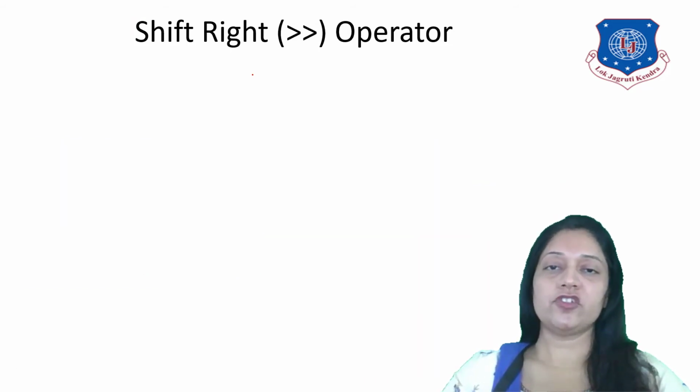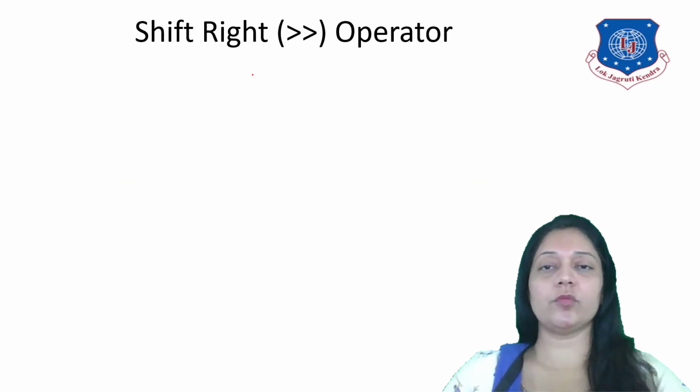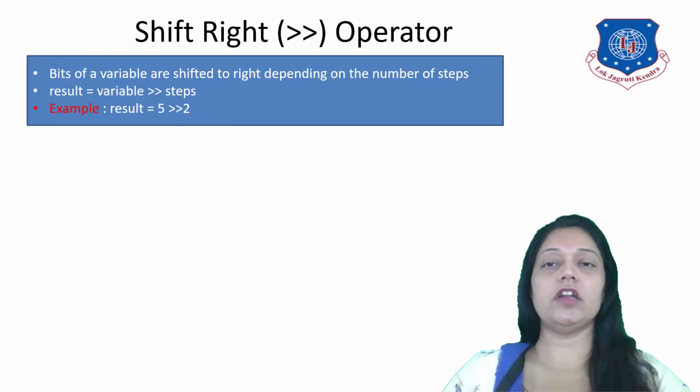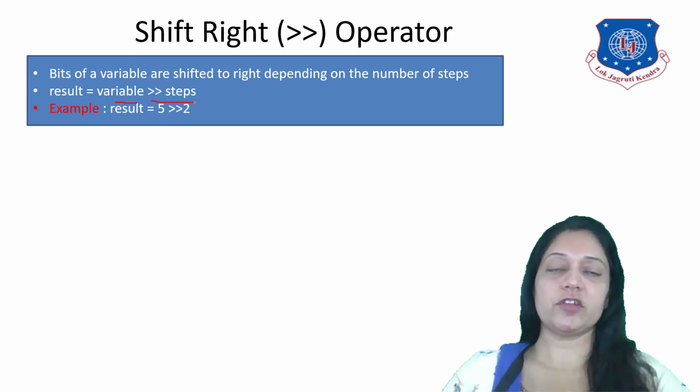Now next is the shift right operator. Shift right is just the opposite of the shift left operator. It means all the bits are shifted to the right hand side depending on the number of steps. So we have a variable which has to be shifted right by the number of steps, and the result will be stored in the result variable.